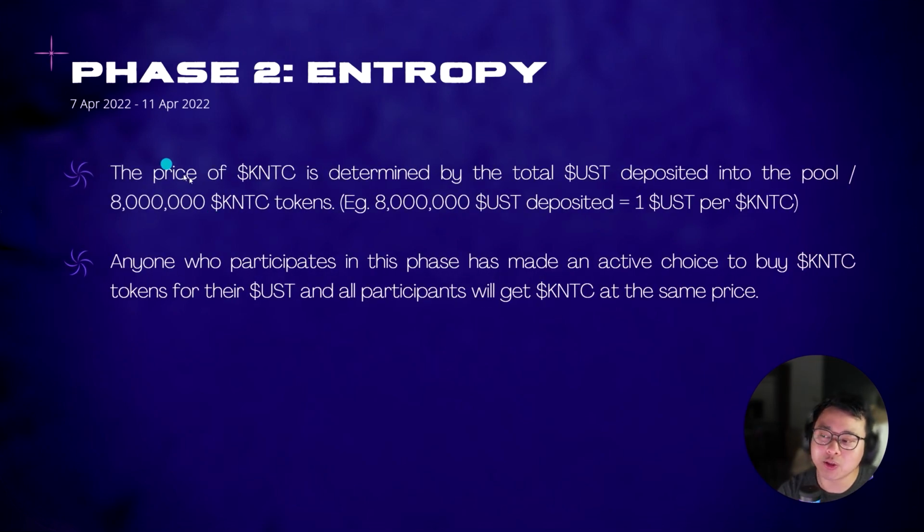So in phase 2, the price of KNTC is determined by the total UST deposited into the pool divided by 8 million KNTC tokens. So you have 8 million UST deposited means you have $1 per KNTC. And anyone who participates in this phase has made an active choice to buy KNTC for their UST, and all participants during this phase will also get KNTC at the same price.